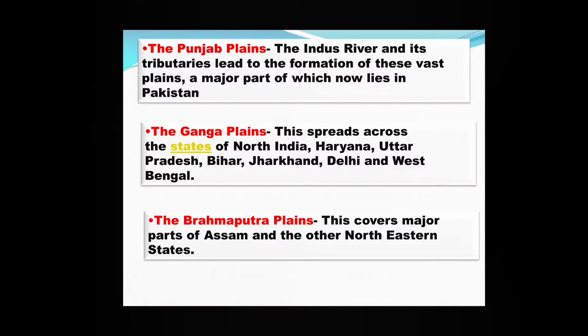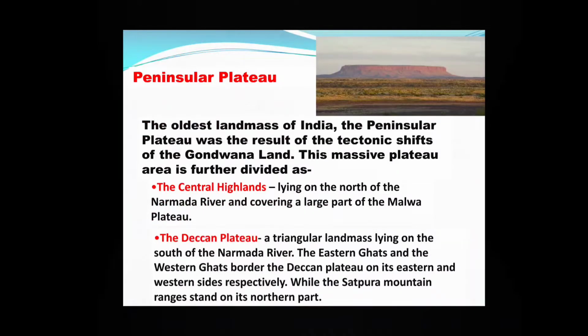Then we have the Ganga plain. This spreads across the state of North India, Haryana, Uttar Pradesh, Bihar, Jharkhand, Delhi and West Bengal. And last is the Brahmaputra plain. This covers major parts of Assam and the other northeastern states. So we have, what are the three plains we have? Punjab, Ganga and Brahmaputra plains.